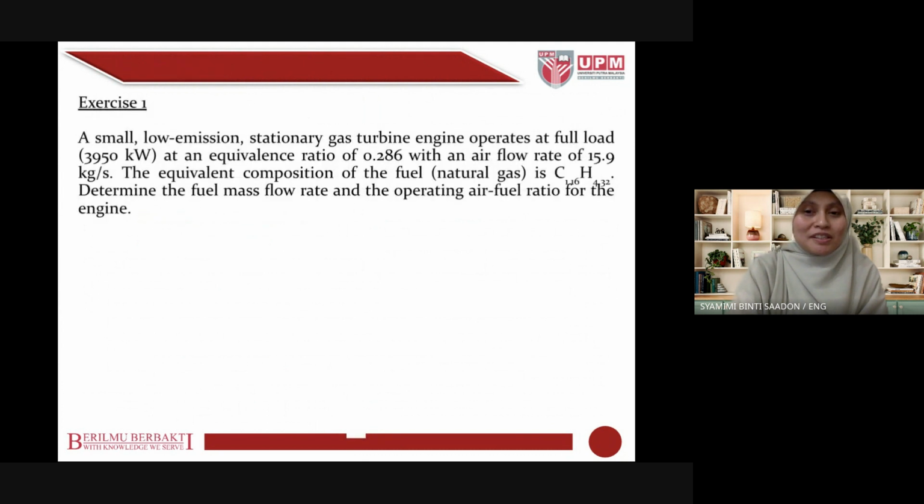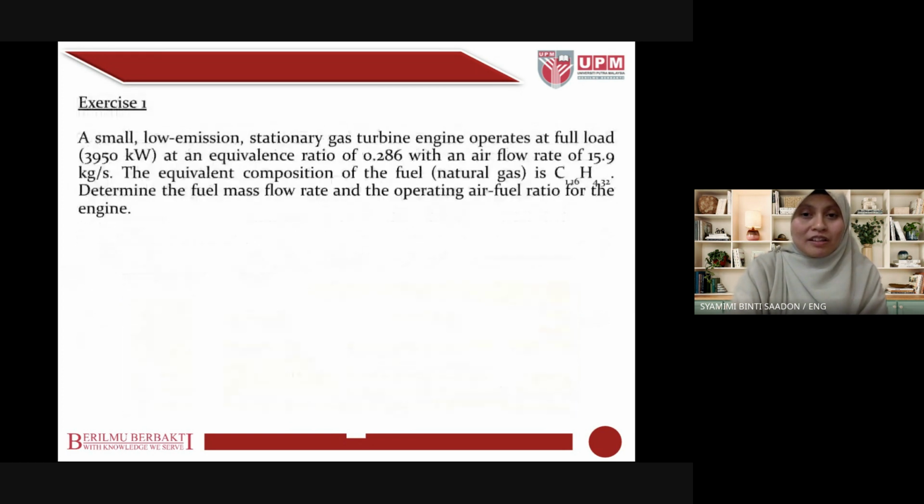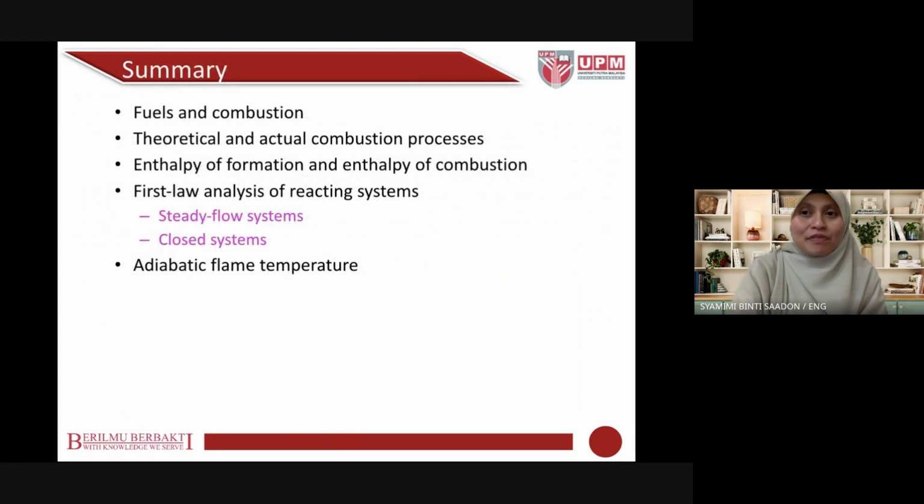So these are some of the exercises. If you want to take a look at it, basically, it is the calculation of the air fuel ratio, the mass flow rate needed of the fuel, complete combustion, the enthalpy, the adiabatic flame temperature, etc. So I think that's it from me for this week.